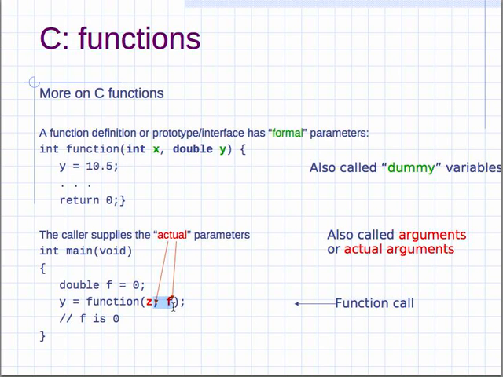And this is true also in Java and C++. When you call a method, you're passing arguments to a method. In the method, what you have are parameters, and those are formal parameters.